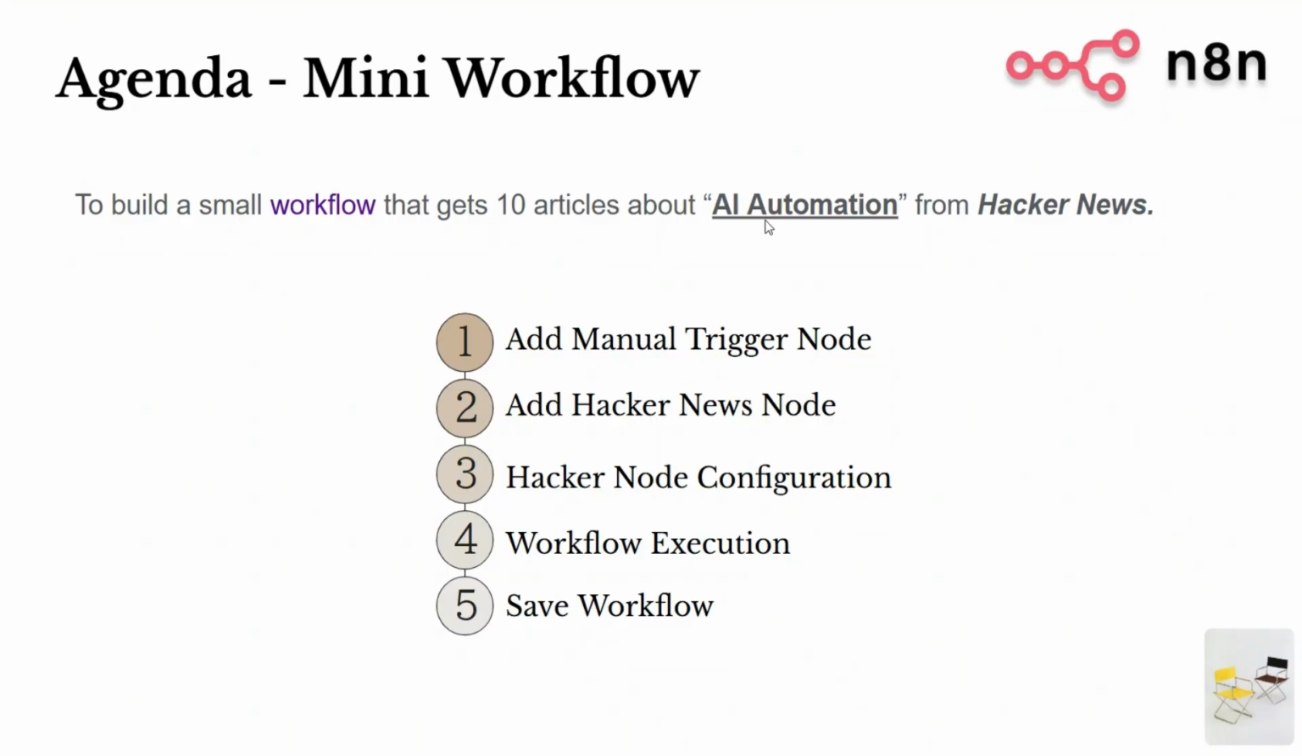These are the sequence of steps that we will follow to create this mini workflow. The first one will be to create a manual trigger, add a Hacker News node and configure the Hacker News node, followed by the workflow execution and saving the workflow. So without any further ado, let's get started.